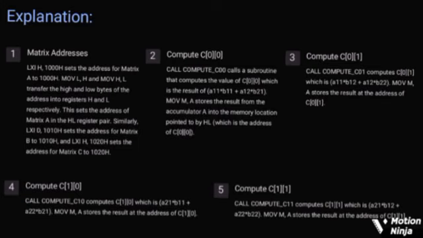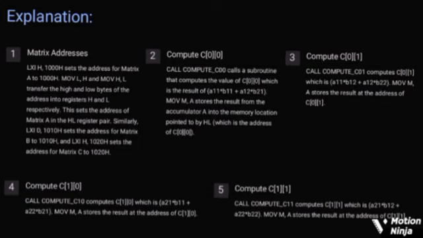Similarly, LXI D, 1010H sets the address for matrix B at 1010H, and LXI H, 1020H sets the address for matrix C at 1020H. The second step is compute C00. Call compute_C00 calls a subroutine that computes the value of C00, which is the result of A11 into B11 plus A12 into B22. Move M, A, store the result from the accumulator A into the memory location pointed to by HL, which is the address of C00.